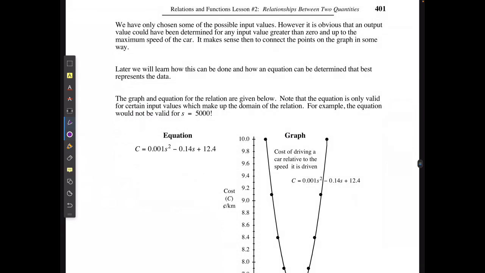Because we have only chosen some of the possible input values, it's obvious that an output value could have been determined for any input value greater than 0 up to the maximum speed of the car. So it makes sense to connect the points on the graph because all the values are going to be continuous. We know that the speed is going to be continuous. We know that the cost is going to be continuous. They're going to both change gradually.